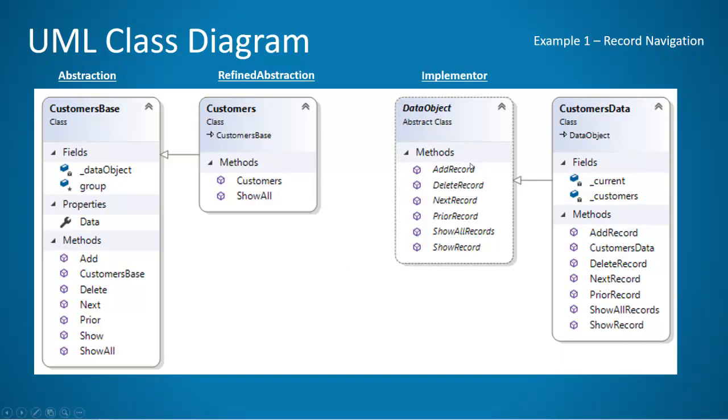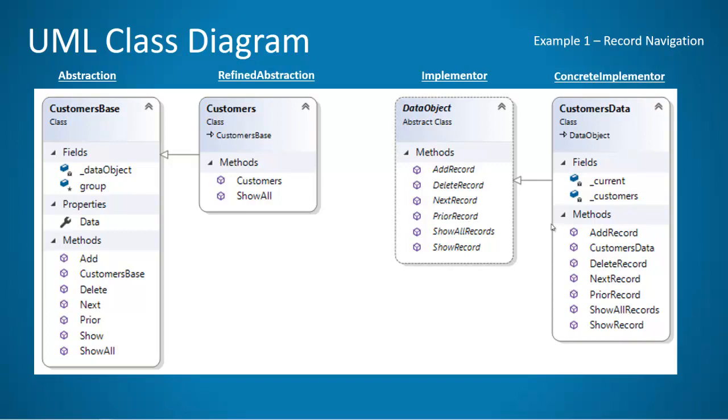You have the following methods: add, delete record, next, prior, show all records, show records. Then you also have customer's data, which is inherited from the abstract class data object. This is your one example of a concrete implementer. Later, I will show you an advanced implementation of this one in the example too.